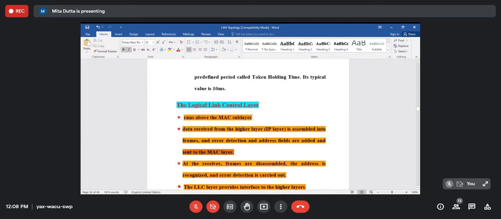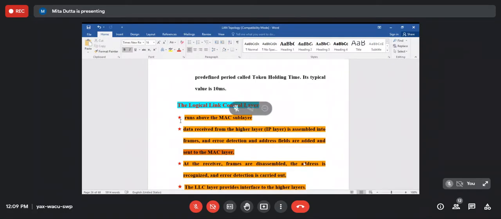The logical link control layer runs above the MAC sublayer. It will receive data from the higher layer. In the LAN protocol architecture, the bottom layer is the physical layer, and the next layer is the data link layer, which is divided into two layers: the medium access control layer and the logical link control layer. Then the third layer is the IP layer, the fourth layer is TCP, and the highest layer is the application layer. That is why above the LLC layer we have the IP layer.